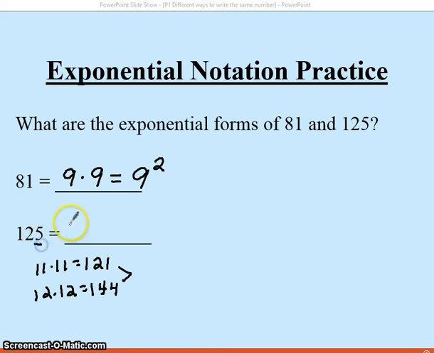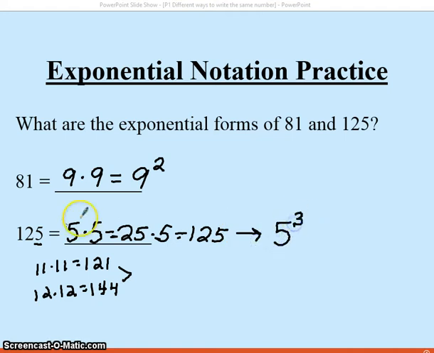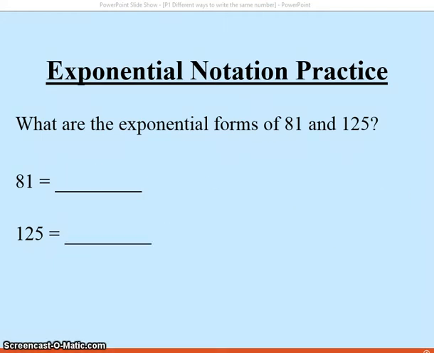Do you see how the number ends with a 5? Let's try 5 and see if we can multiply it to get to 125. 5 times 5 is 25. 25 times 5 is 125. If you didn't know that, you could do it on the side of your paper. So how many times did I multiply the number 5? 3 times. 125 is the same as 5 cubed. Each exponential form does not necessarily have to be a square. It could be a cube or an exponent of higher value.